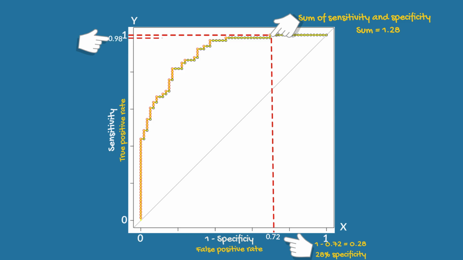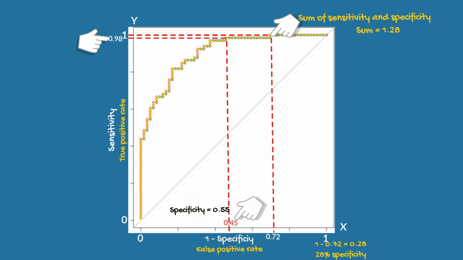Now, let's reduce the sensitivity to 98%. As you see, the proportion of false positives is reduced from 72% to 45%. It also means that the specificity is 55%. At this point, the sum of sensitivity and specificity is 1.53, which is higher than the previous point. This indicates that this cutoff point has better accuracy than the previous one. The optimal point is often associated with the point where accuracy is maximized.